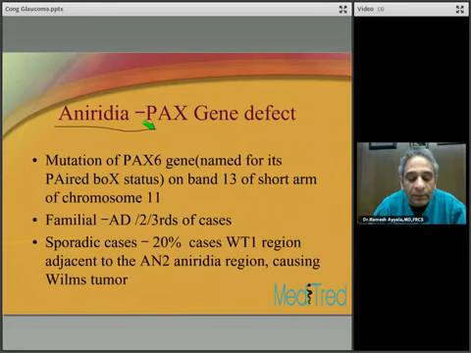Two, angle abnormalities that can present to you as delayed glaucoma. Three, cataract formation that may need cataract surgery. Four, macular hypoplasia, secondary to which they will develop pendular nystagmus and amblyopia.